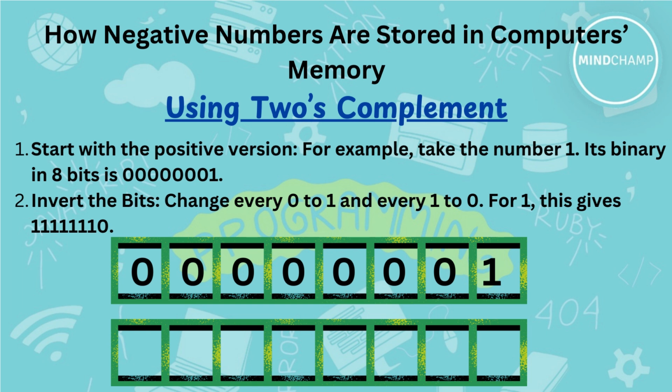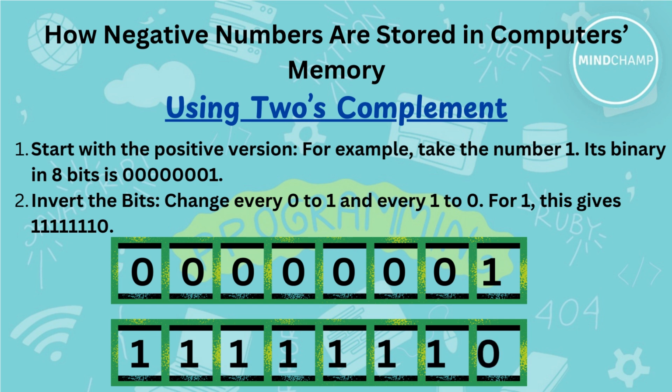Next, let us learn how negative numbers are stored in the computer's memory. It uses 2's complement. Step 1: Start with the positive version. For example, take the number 1. Its binary in 8 bits is 00000001. Step 2: Invert the bits.